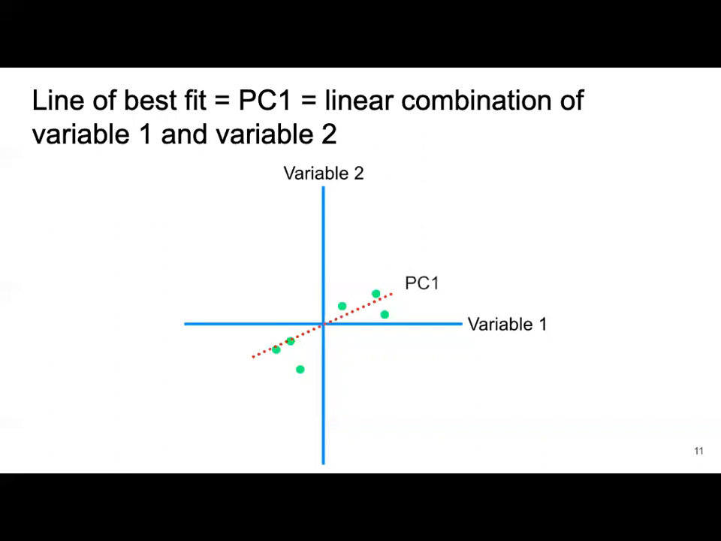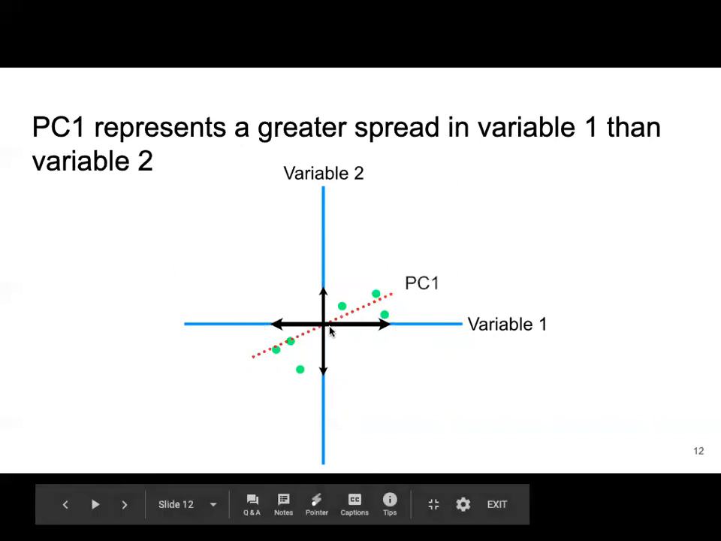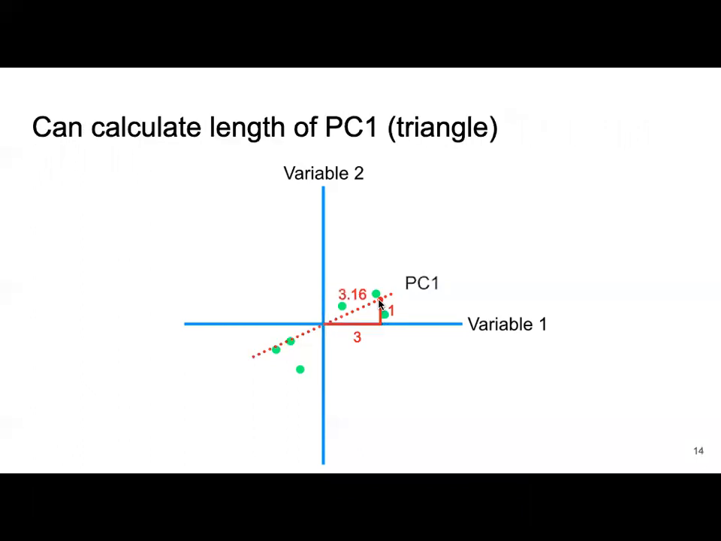Then from here there are a few more bits of information that we can pull out. One thing we can look at is the spread, and as I said here, there's greater spread in variable 1 than in variable 2. We can also estimate the unit change based on these variables. In this example, for every 3 unit change in variable 1, we see a 1 unit change in variable 2. And because these make a triangle with the first principal component, we can also estimate the length of the principal component at the same point.